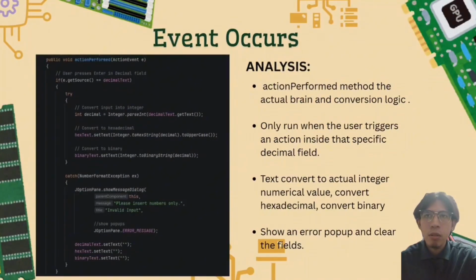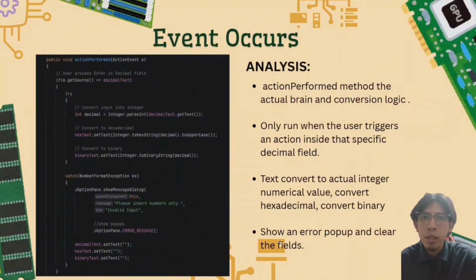Next are the events that occur in our project. First, the actionPerformed method contains the actual logic and conversion logic of our application when the user interacts with it. Then, the if statement checks if the user pressed the enter key in the decimal text input box. The code inside this block only runs when the user triggers an action inside the specific decimal field. And then we go to the conversion logic, where we use the try block.